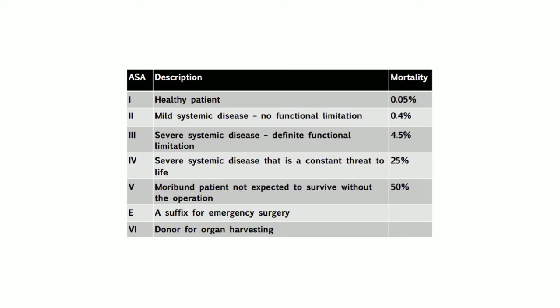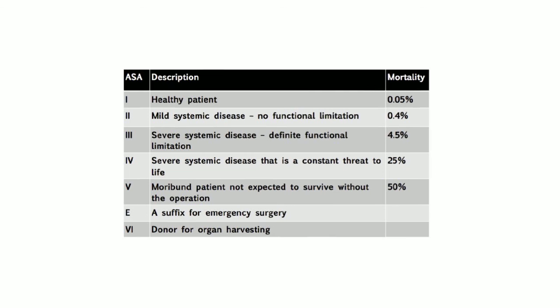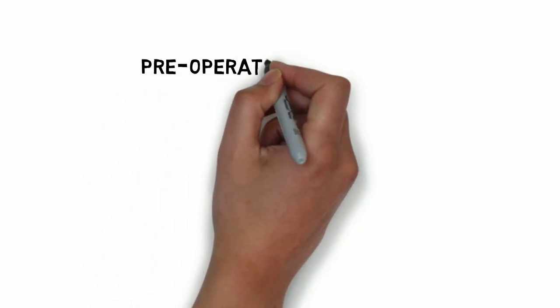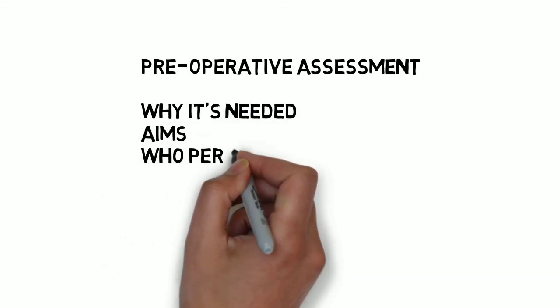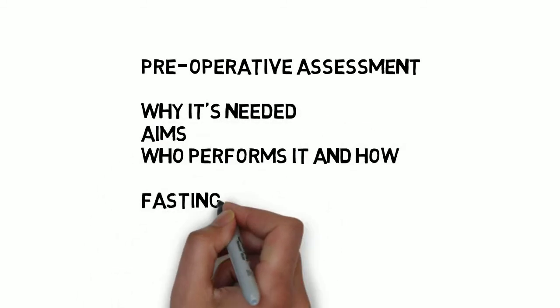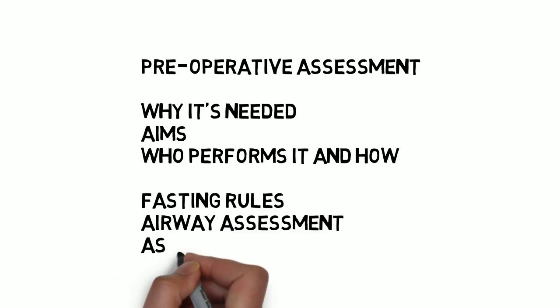This table shows the ASA classification definitions and associated mortality, but in practice there are many other factors that influence mortality. In summary, we've covered why preoperative assessment is needed, its aims, who performs it and how. We've also covered fasting rules, airway assessment and ASA classification.